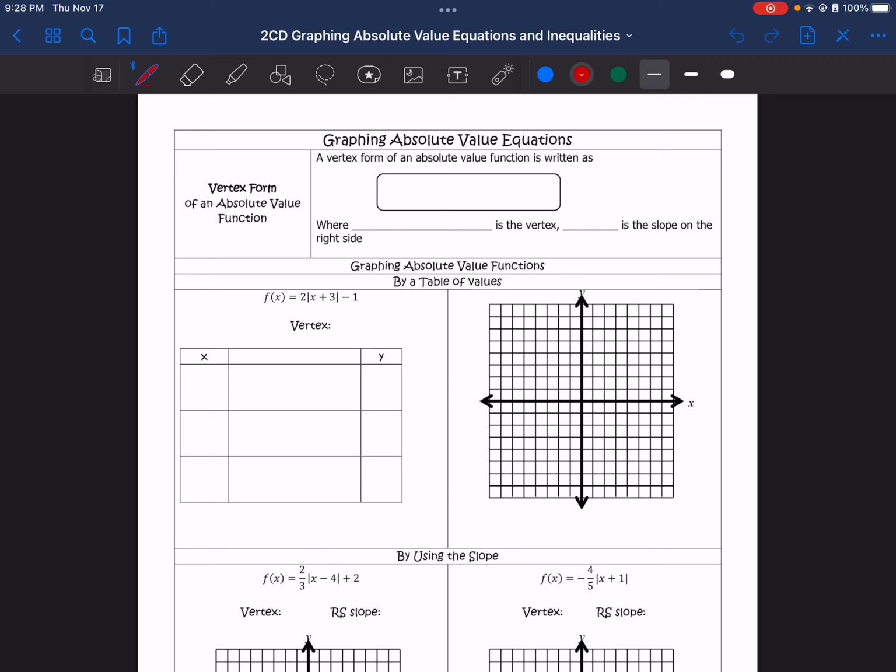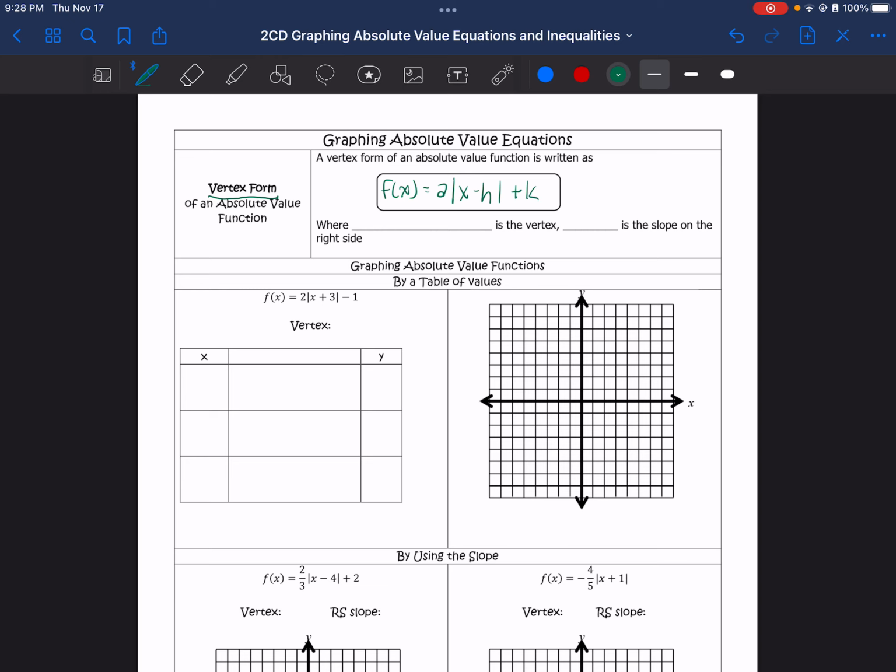So, when we are talking about graphing absolute value equations and inequalities, we'll be using the same type of form. The only difference is one's going to be an equal sign and the other one's going to be an inequality, like less than, greater than, less than or equal to, or greater than or equal to. So, this form is vertex form. The general formula for vertex form is f of x is equal to a times the absolute value of x minus h plus k.